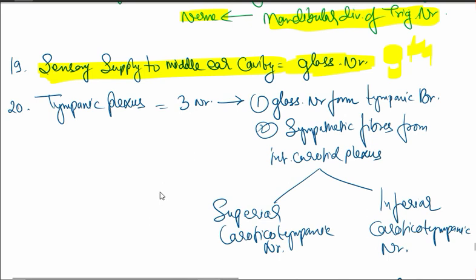Tympanic plexus. It consists of three nerves. First is the glossopharyngeal nerve that forms the tympanic branch, and the other two nerves are the superior caroticotympanic nerve and the inferior caroticotympanic nerve, and these are from the internal carotid plexus, and these are sympathetic fibers.